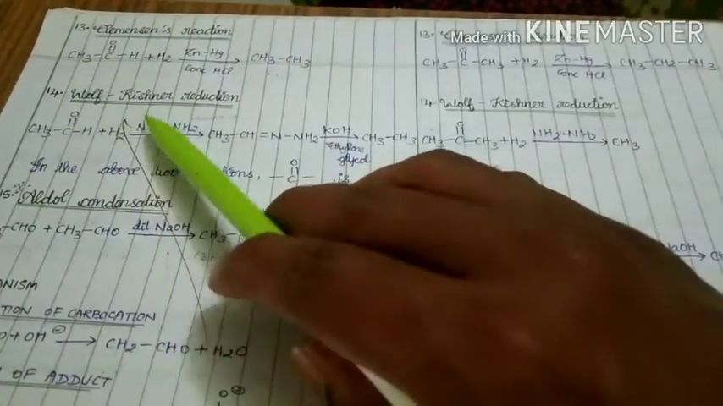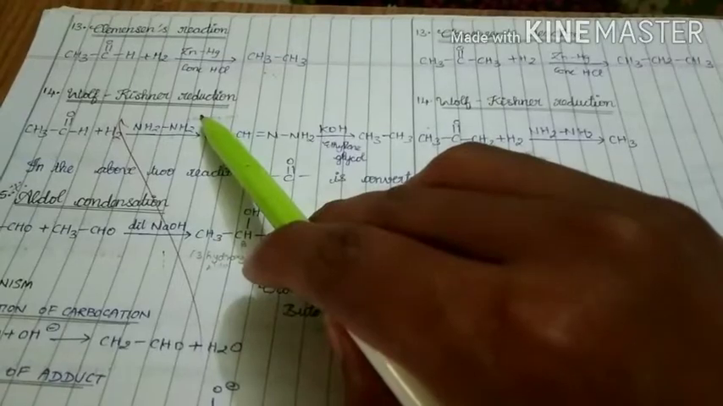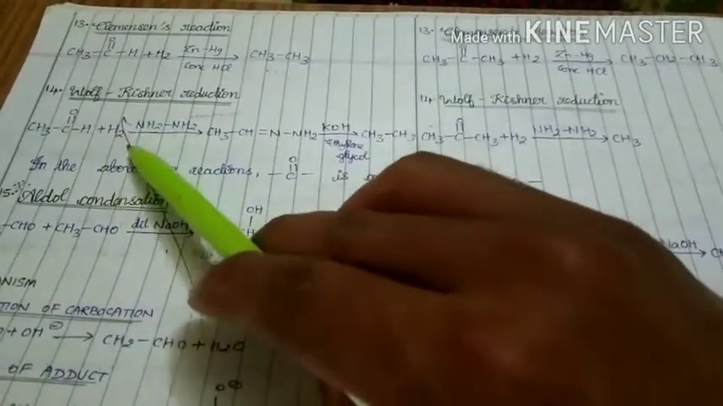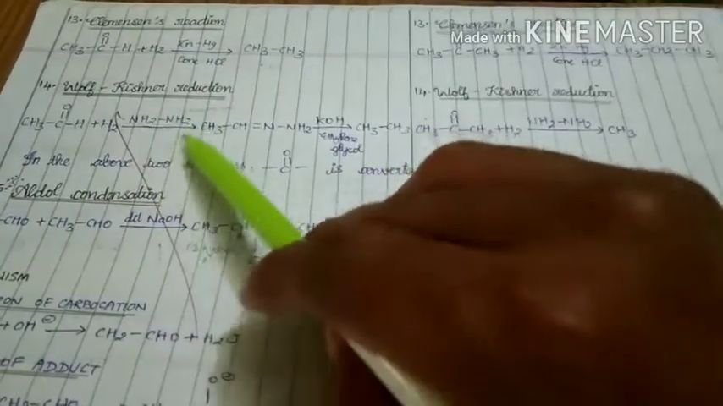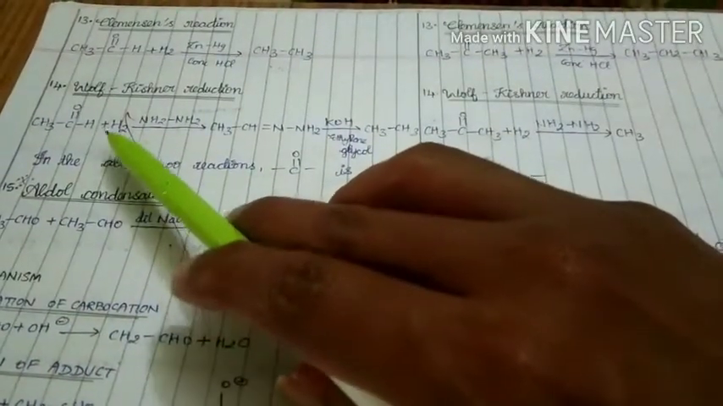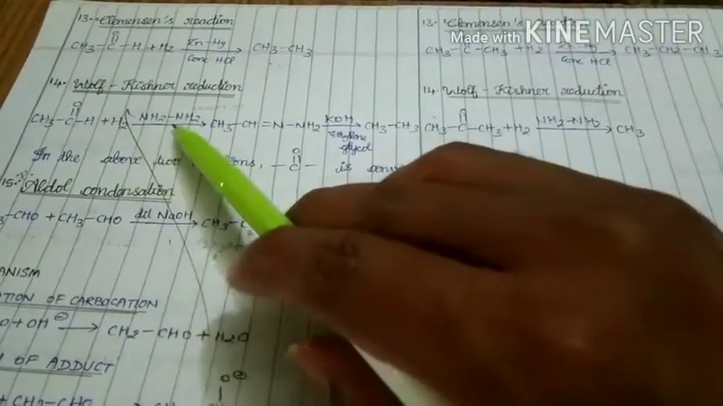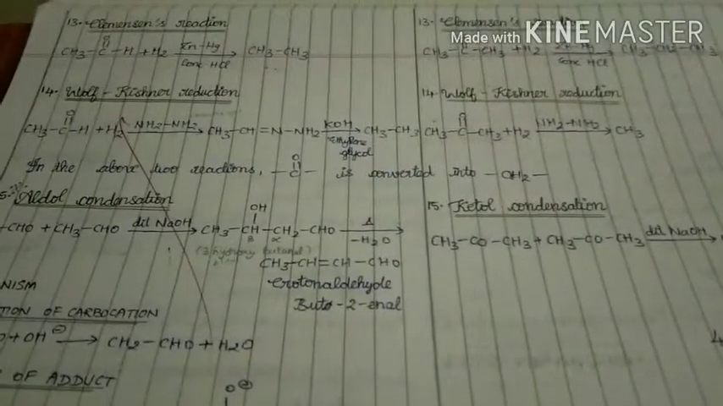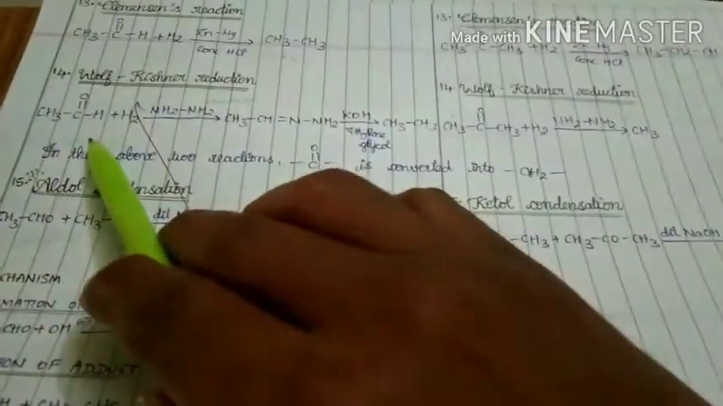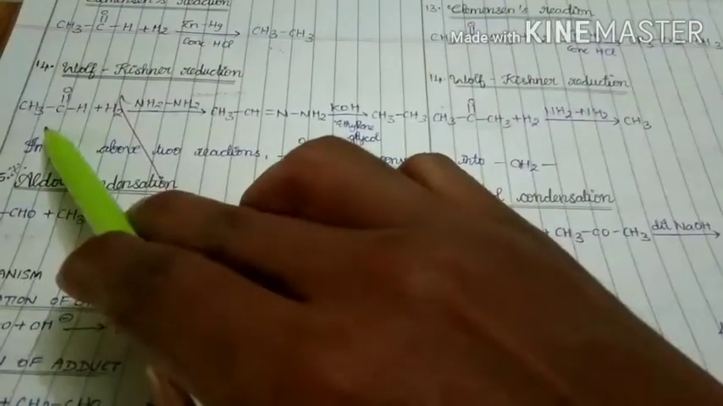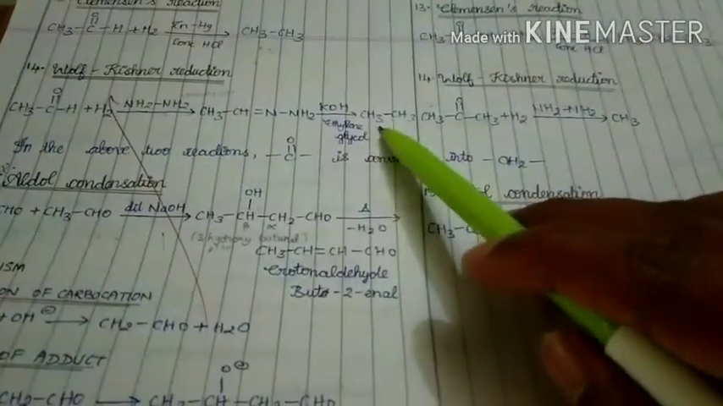Next one, Wolff-Kishner reduction. Wolff-Kishner reduction means when aldehydes undergo reduction in the presence of hydrazine and ethylene glycol, that is called Wolff-Kishner reduction. So what is the product here? What is the reactant? CH3CHO is the reactant. Here the product is CH3CH3. CH3CHO is the reactant, CH3CH3 is the product.